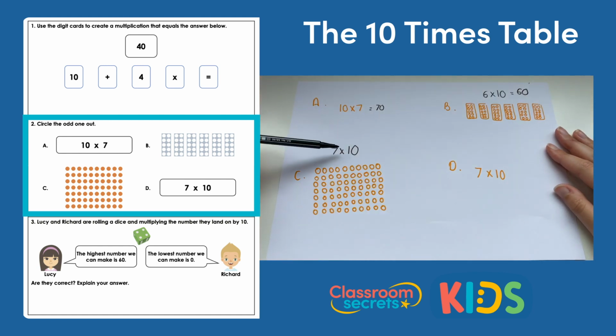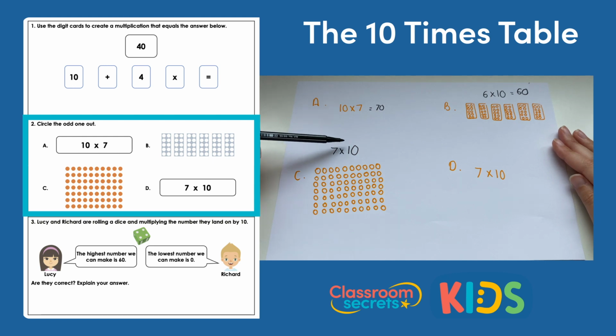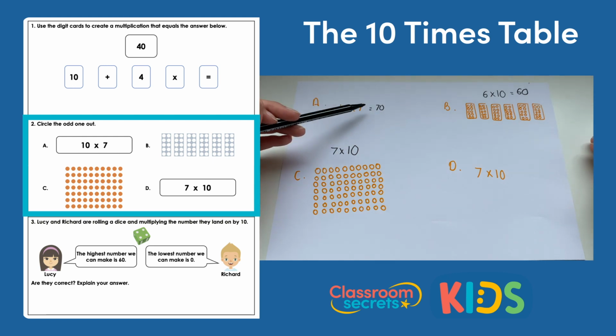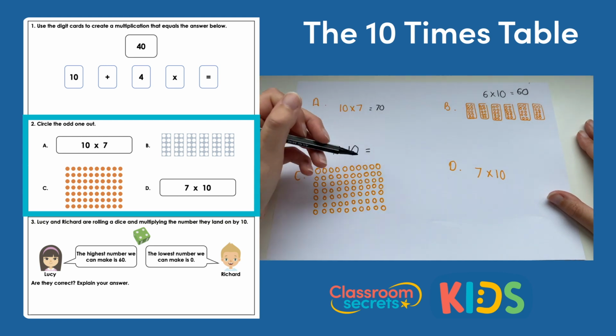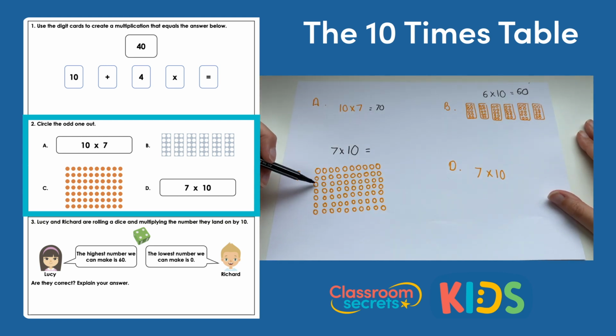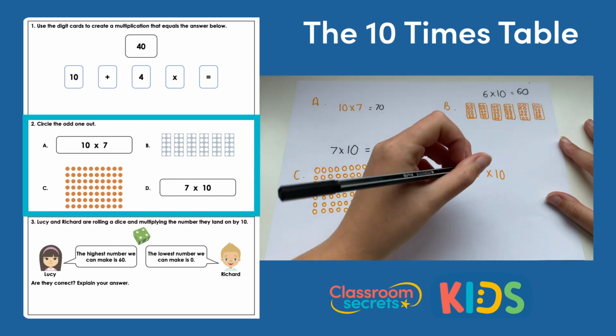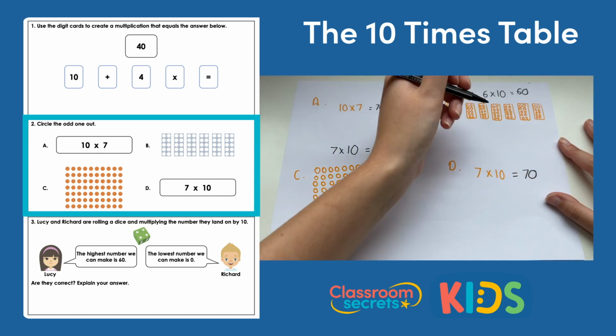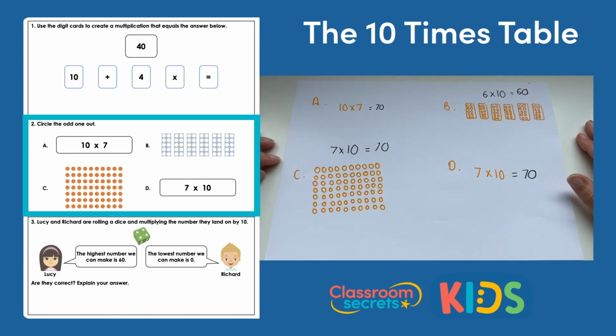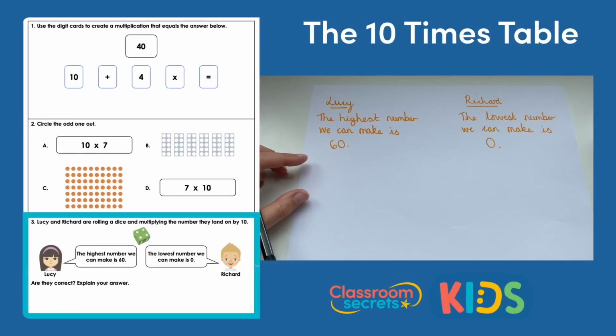Now, I know that these two numbers in this multiplication will give the same answer as this multiplication up here, because the numbers are just swapped over. But let's count in tens to check. 10, 20, 30, 40, 50, 60, 70. And we've got the same calculation here, which will also give us 70, which means B is the odd one out. Moving on to question 3.